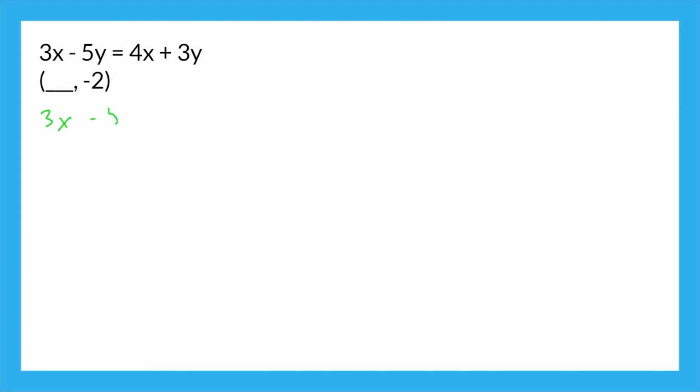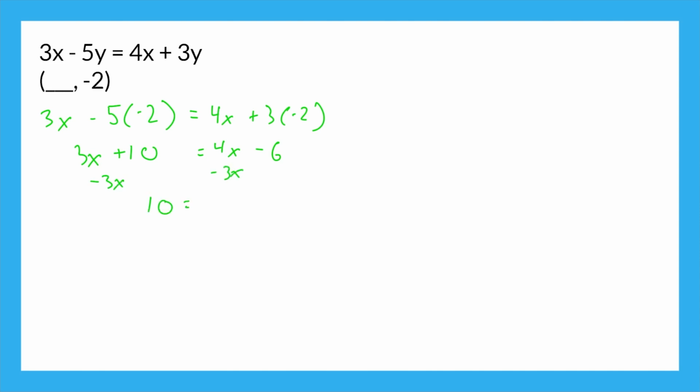First, we plug in the variable we do know, which is y, and then simplify. y is negative 2, so on the left, negative 5 times negative 2 is positive 10. And on the right, 3 times negative 2 is negative 6. Next, we just solve for x. Subtract 3x from the left side. Then add 6 to cancel the minus 6. And we see that x is 16.